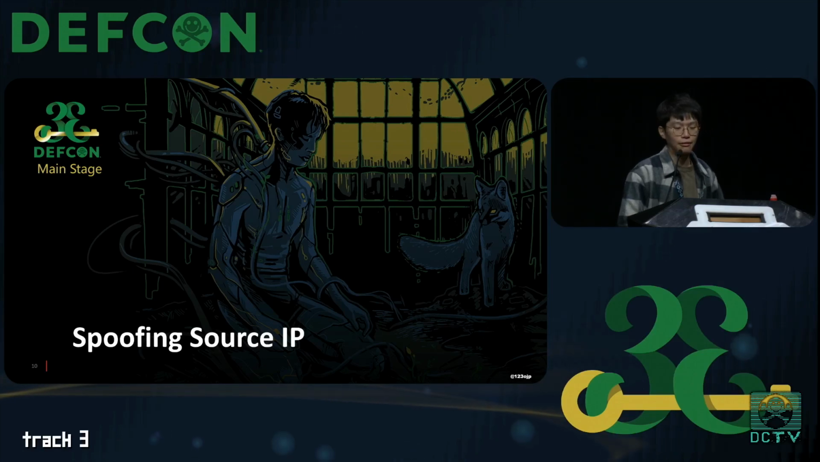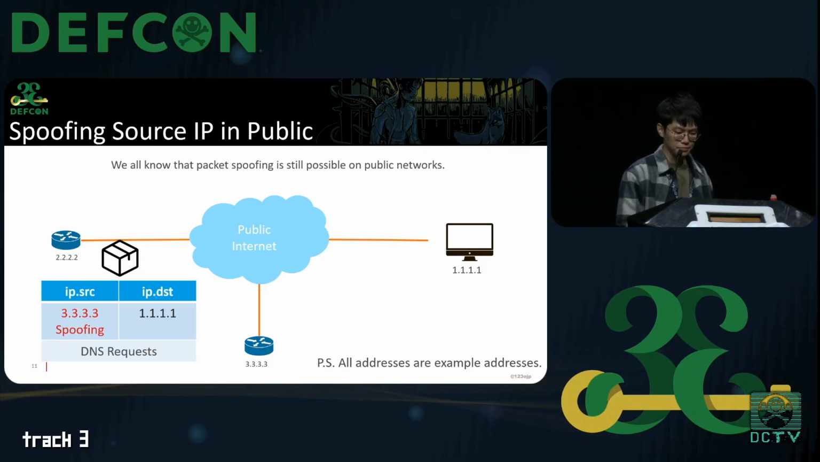So first, I want to talk about spoofing source IPs in the public network, also known as the WAN. We all know that even in recent years, packet spoofing is still possible on public networks. Please note that all the IP addresses are examples, not any real public IPs. An attacker with the IP address 2.2.2.2 can send a DNS request with a source IP of 3.3.3.3, that does not belong to itself.